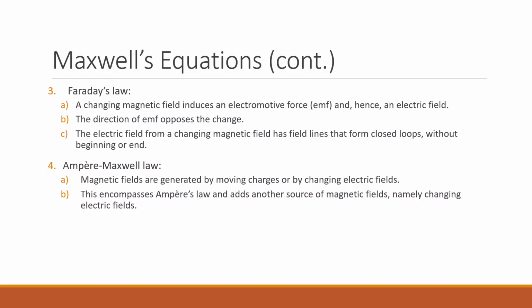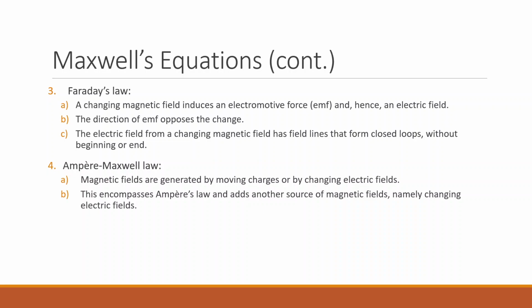All right, then we have Faraday's law, which is a changing magnetic field induces an electromotive force, EMF, and therefore an electric field. So this is the idea that if we have a changing magnetic field, this will induce a force and therefore a field, an electric field, okay? So this is where magnetism and electricity go hand in hand. One will produce the other, okay?